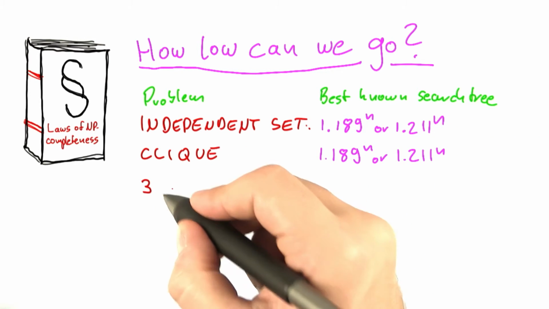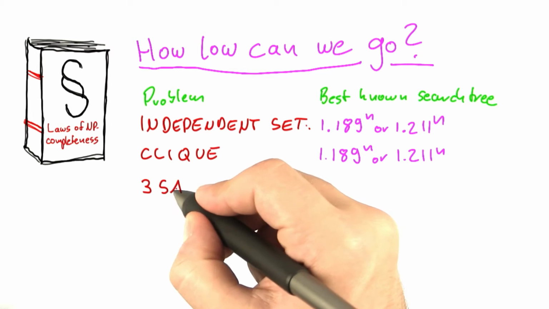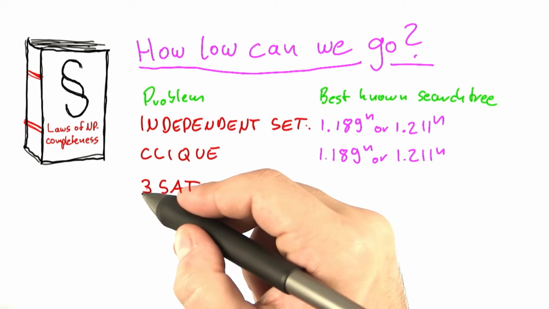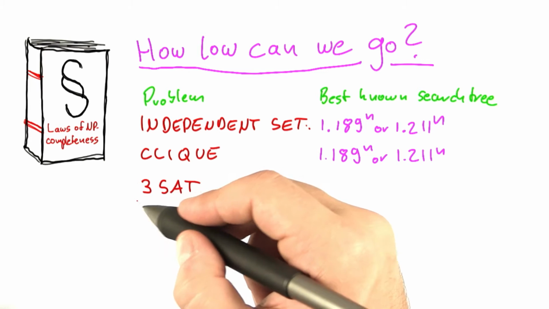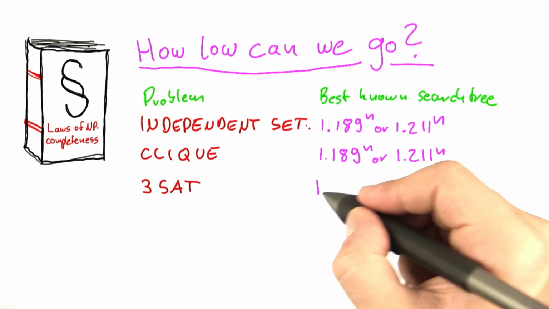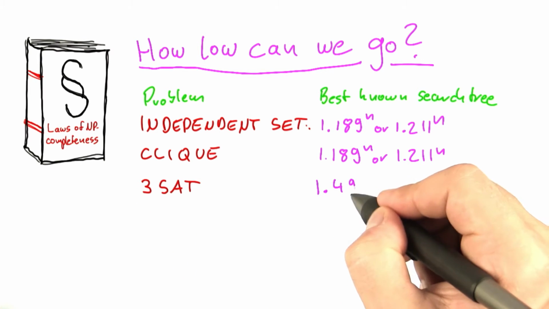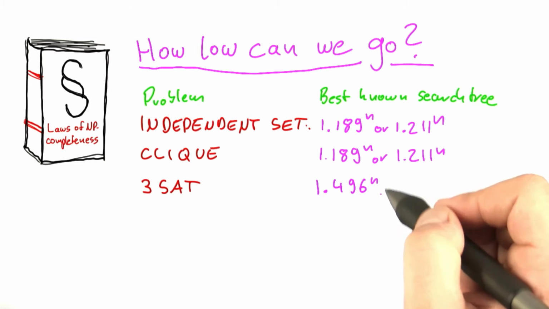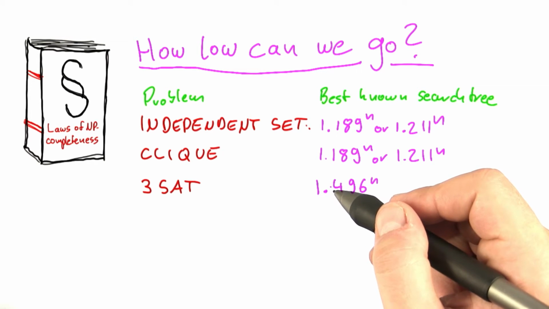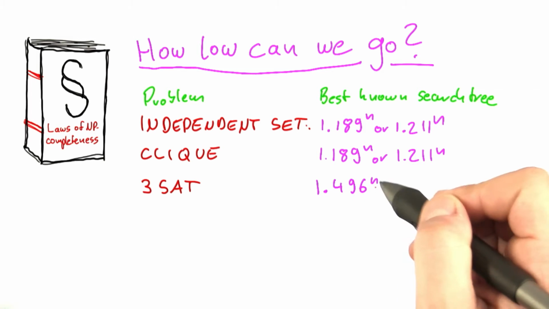In one of the previous units, you also got to know 3SAT, which is a satisfiability problem where every clause has exactly 3 variables, and that can be solved with a search tree of 1.496 to the power of n, last time I checked. This is a very advanced search tree. It's basically half a book of proofs required to show this here.